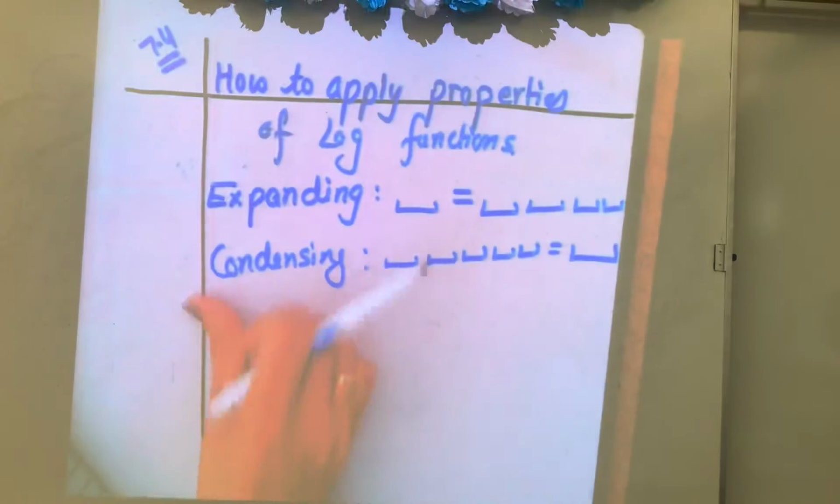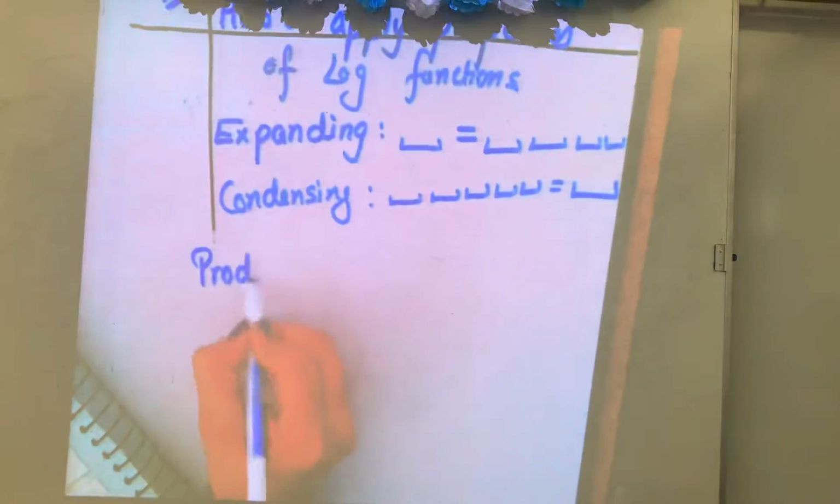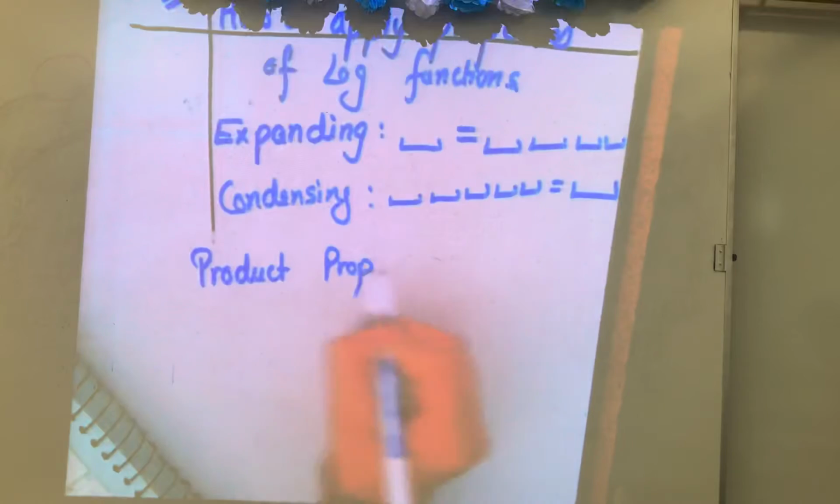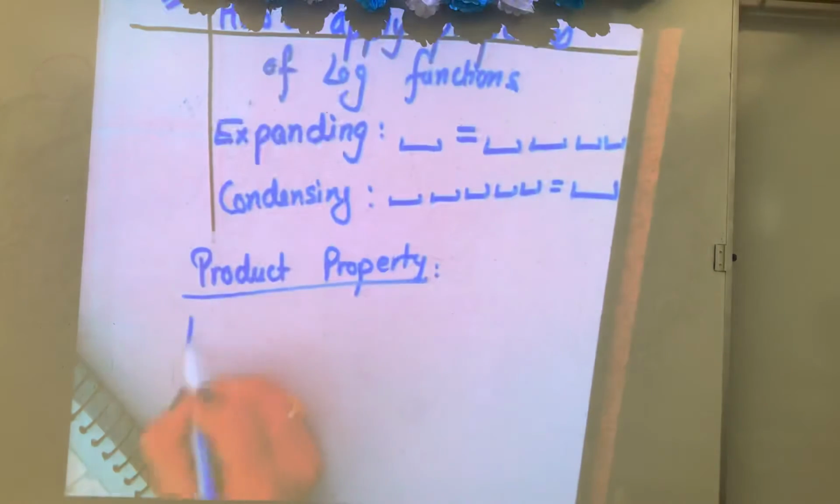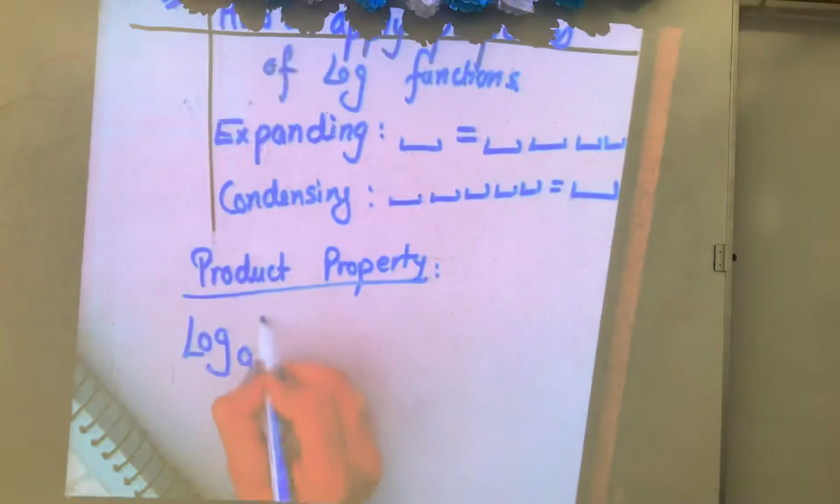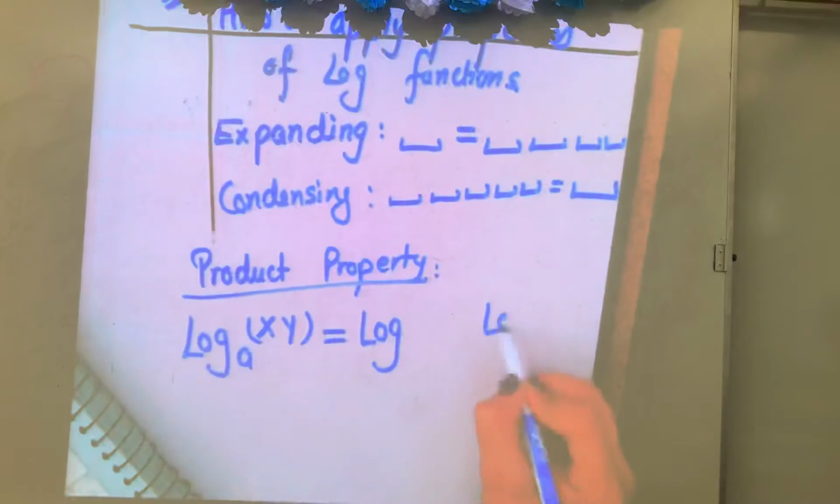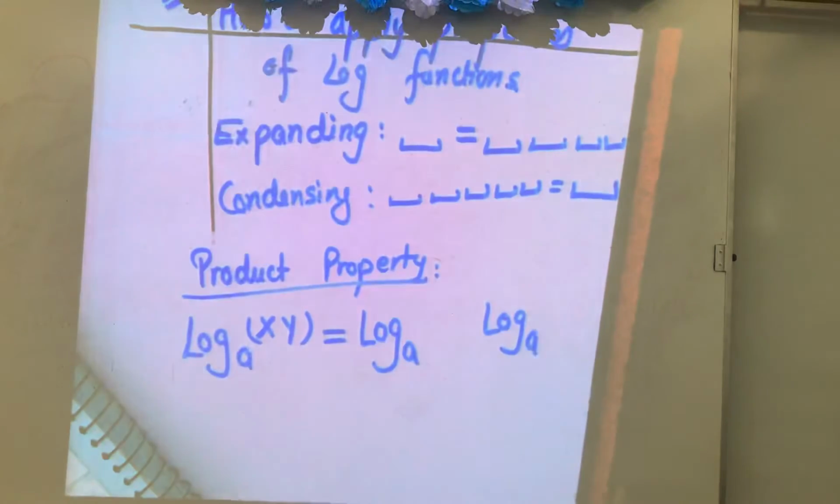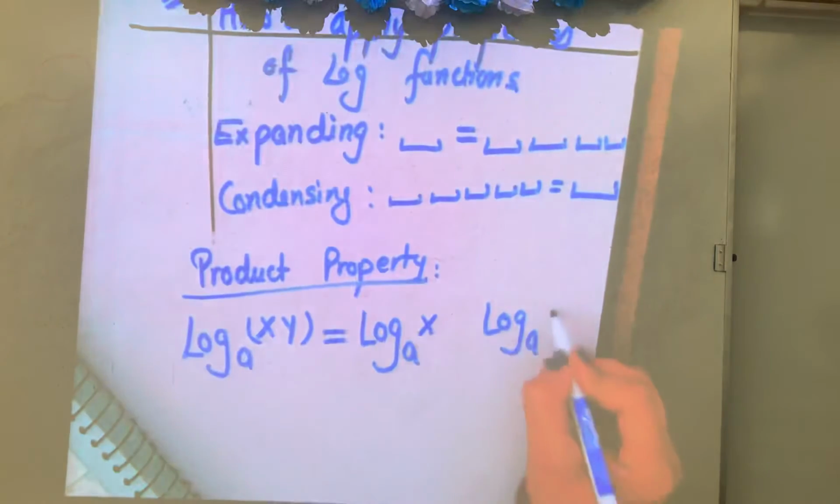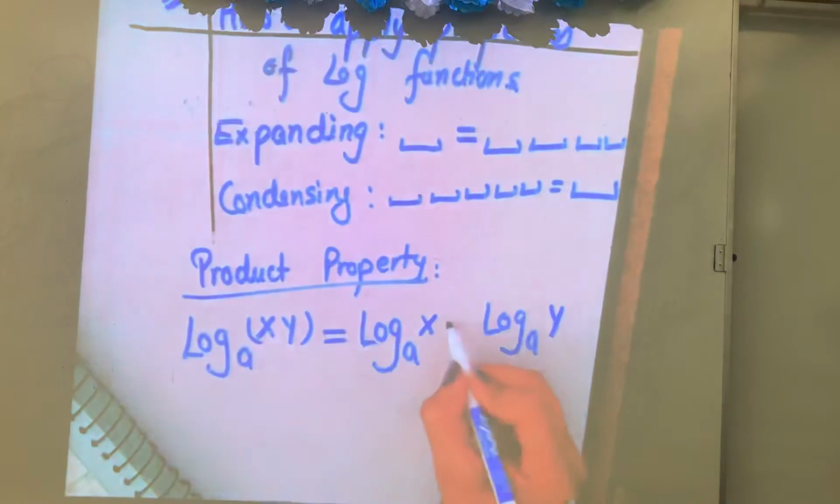For expanding and condensing, we have three different properties. First is the product property. If you have log of some base A, and things are getting multiplied like this, now we are expanding. I see two pieces, so once I expand, every single piece would have log with the same base A. I put x with the first one, y with the second one, and since it's getting multiplied, I just need a plus in the middle. That's how we expand.